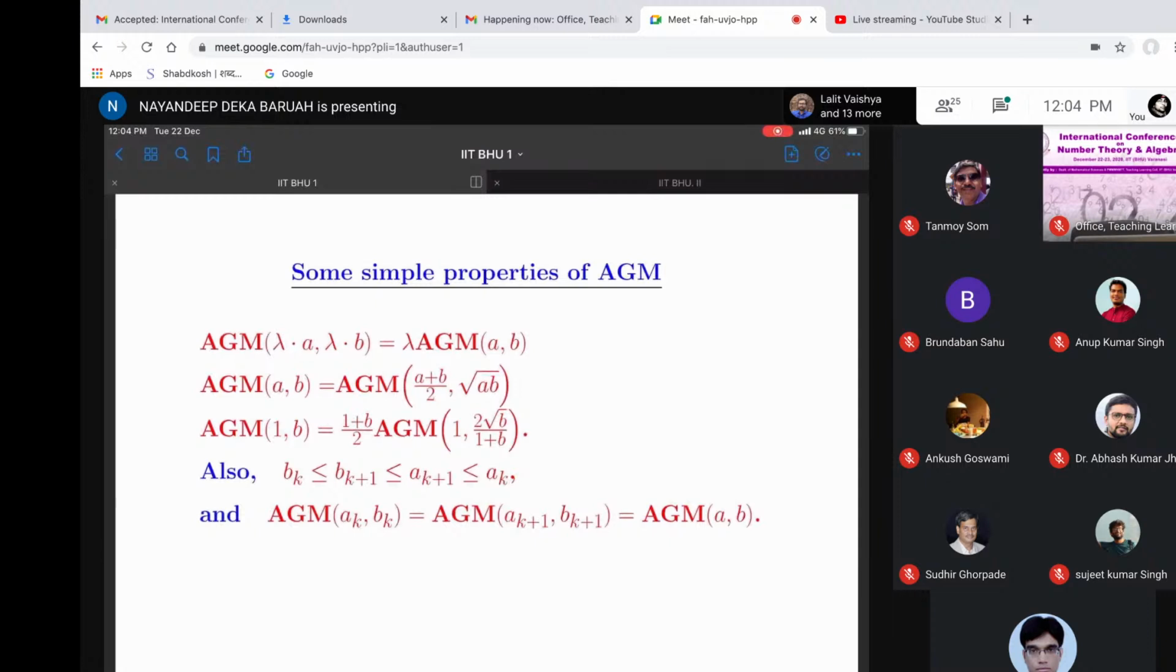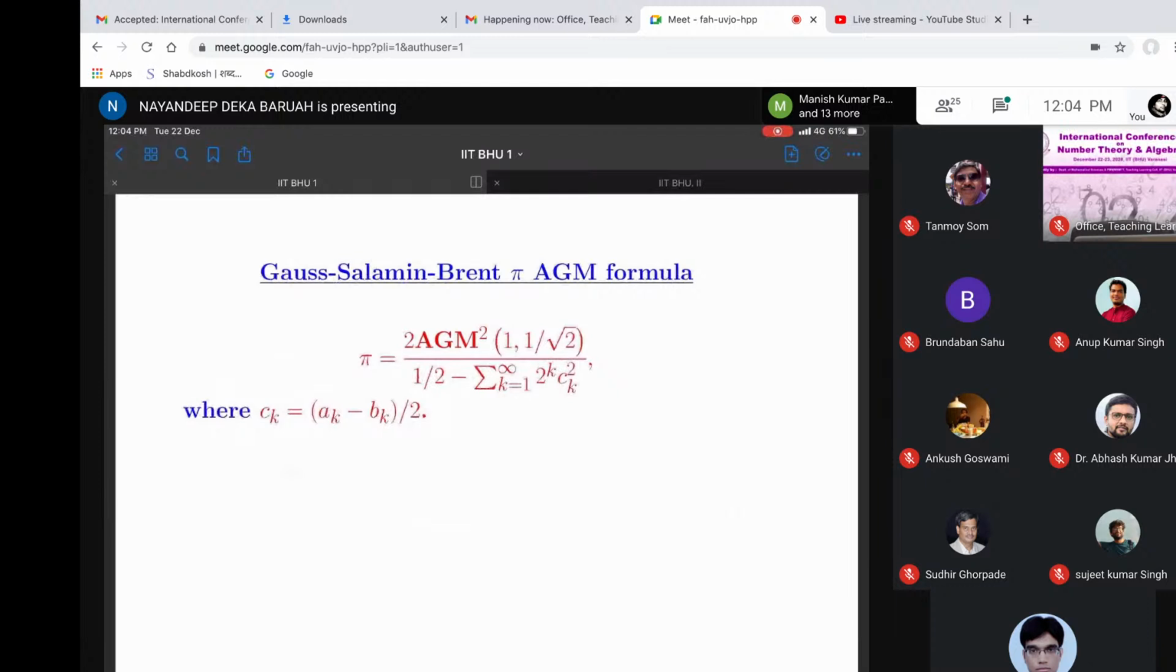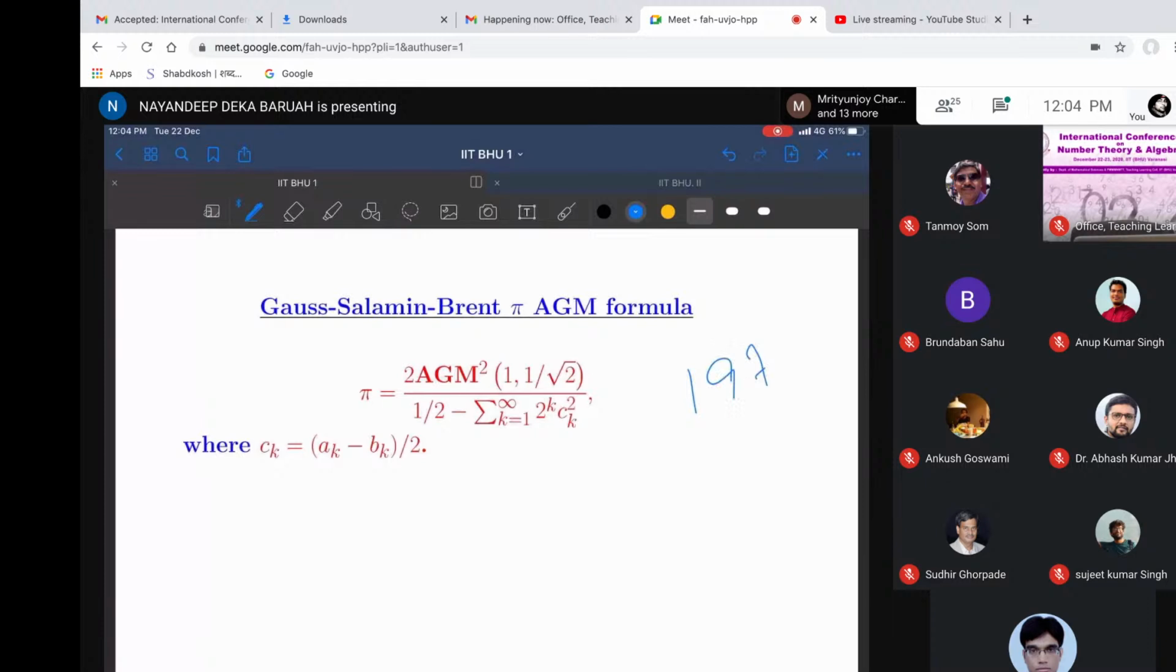And Gauss actually wrote some formulas for AGM and lemniscate length in his diaries. And later on, it was found by Salamin and Brent in 1976. In 1976, they found this pi formula, and this is a very fast converging series. So this is the Salamin-Brent algorithm.